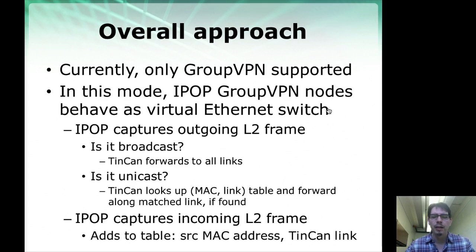IPOP will also capture an incoming layer 2 frame and will add to its table the source MAC address for that frame and which tin can link it comes from. So much like an Ethernet switch, IPOP learns which MAC addresses are on each side of a tin can link and builds these tables dynamically.